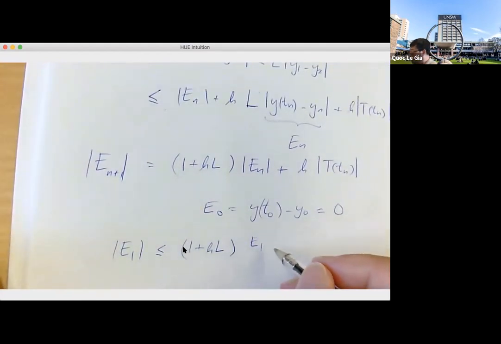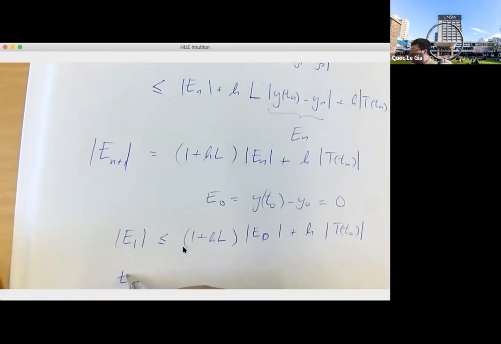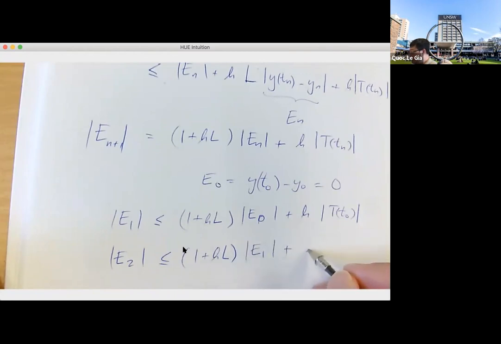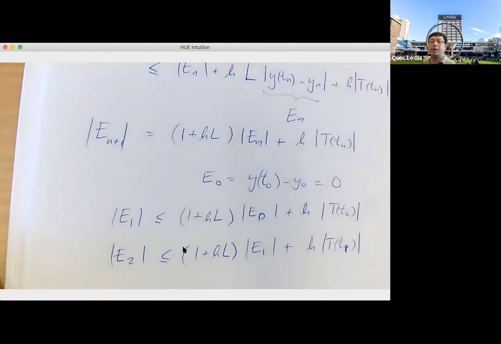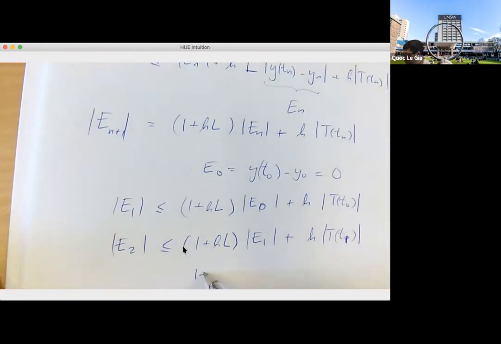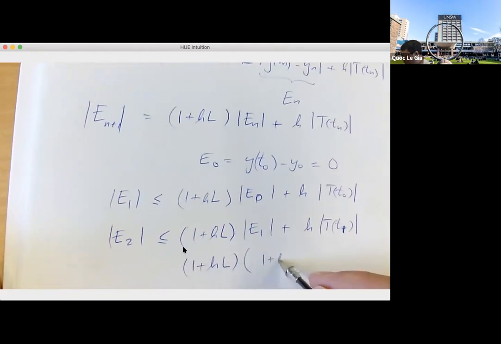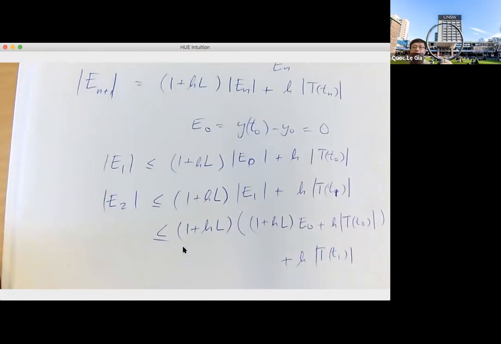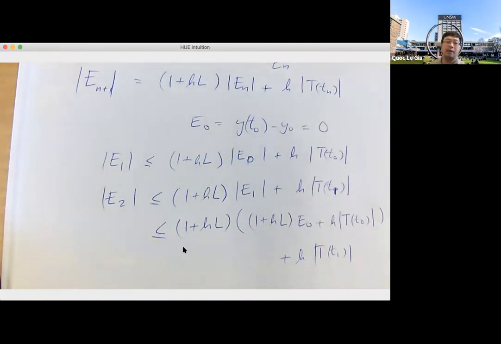times E_0, plus h T_0. And similarly, E_2 is less than or equal to 1 plus hL times E_1 plus h T_1, and so on. But you see the idea, right? Then I just replace this one by 1 plus hL times E_0 plus h T_0, plus h T_1, and then I just sum up the terms. So that is the idea of the proof.